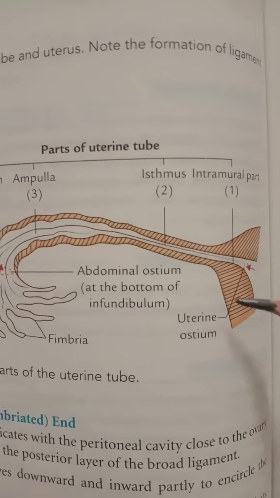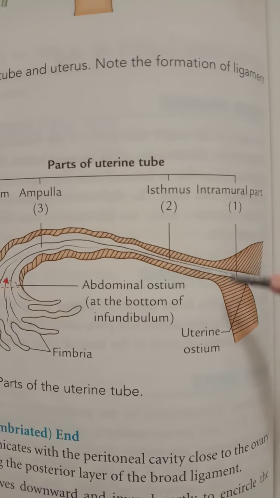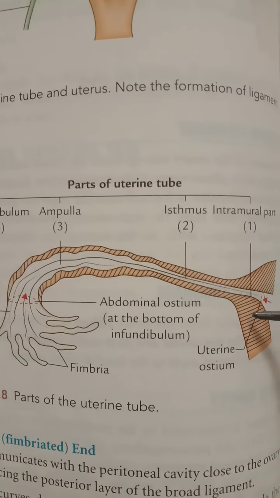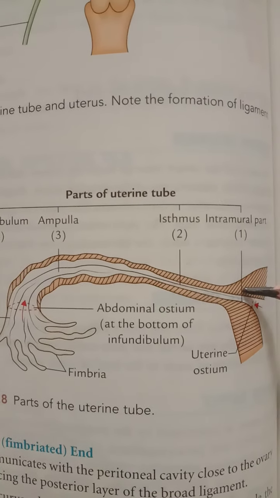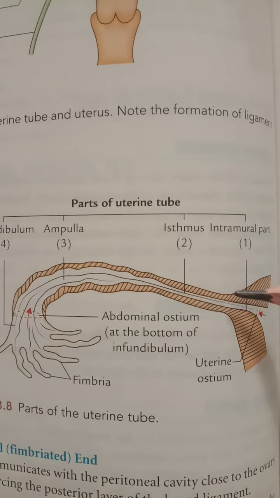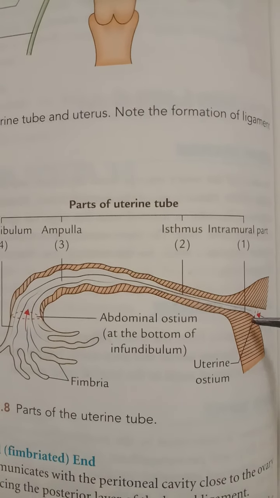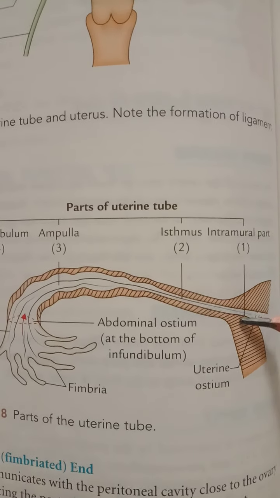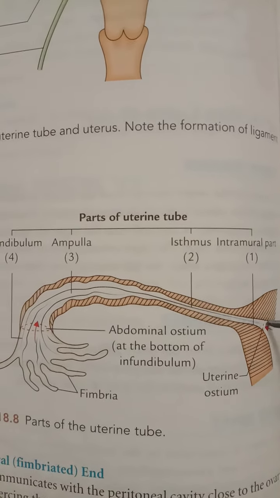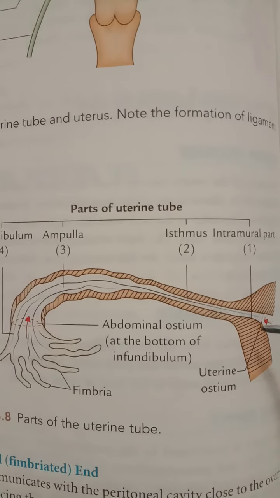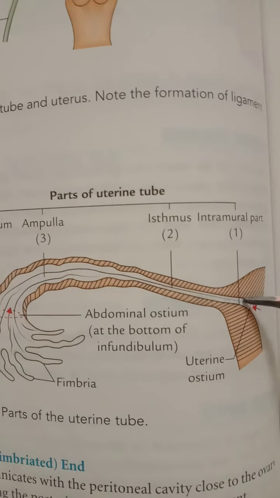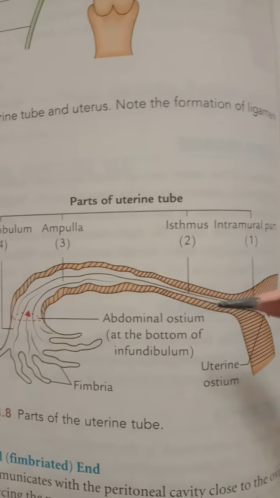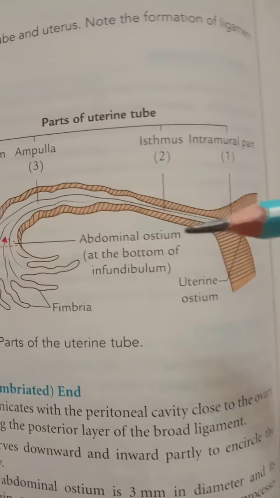Then next to it is the intramural part, the innermost. The intramural part is the segment of the uterine tube that travels through the uterine wall at the junction of the fundus and the body. It lies within the wall of the uterus and hence is called the intramural part. The length of this part is only 1 centimeter. So these are the parts of the fallopian tube, or the uterine tube.